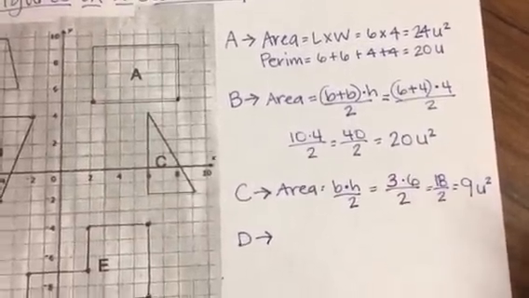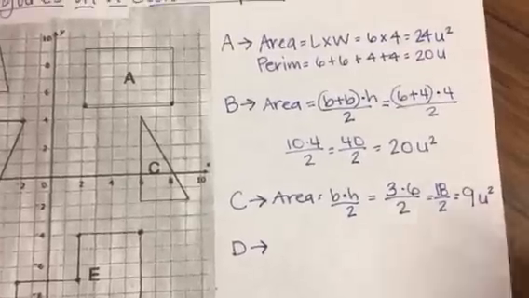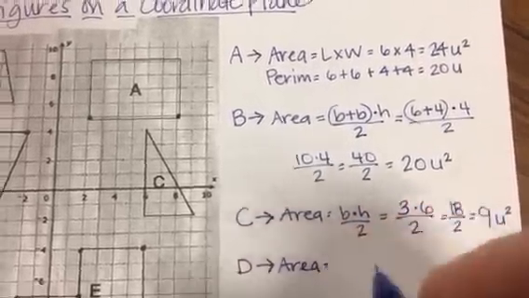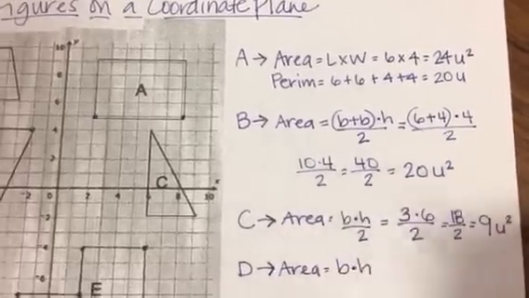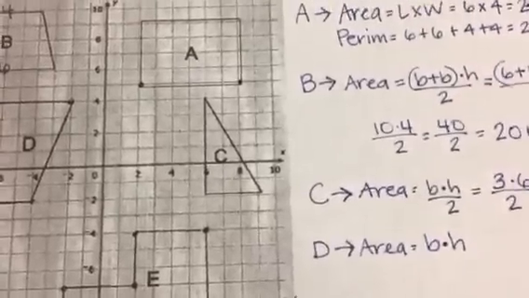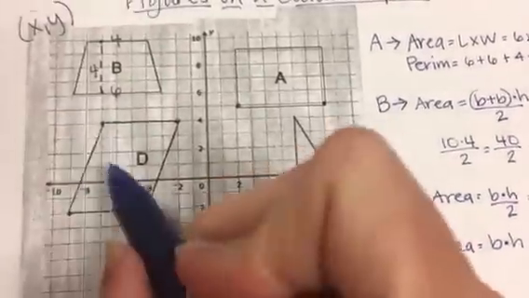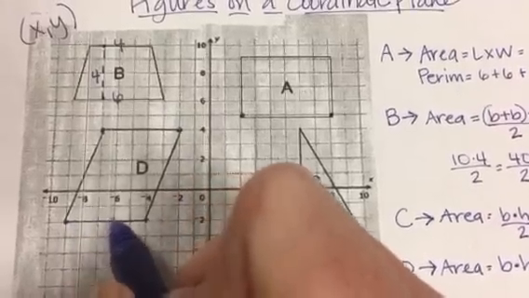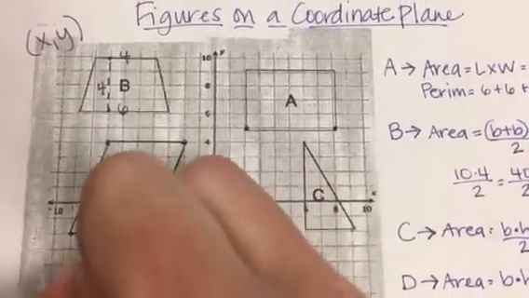Figure D is a parallelogram. A parallelogram's area can be found by doing base times height. I do caution you to be very careful with parallelograms. They're probably some of the most commonly miscounted ones. So this parallelogram has a base of 1, 2, 3, 4, 5 units.